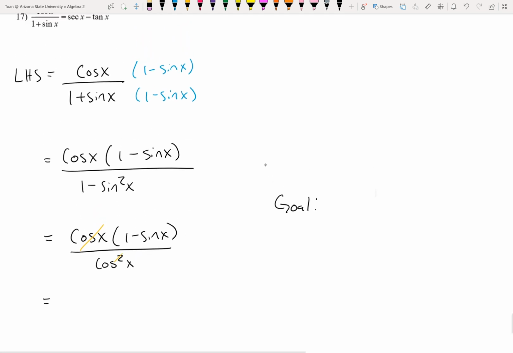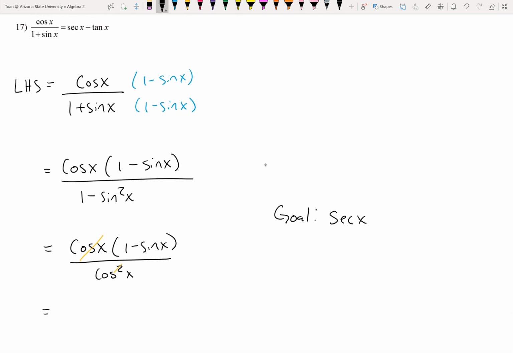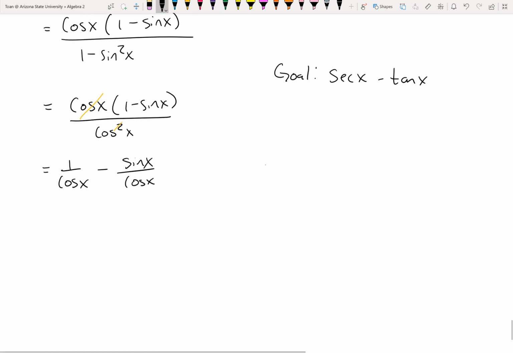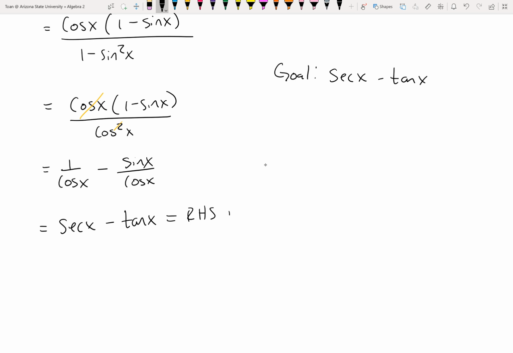And our goal, if we scroll up, because I don't want to constantly scroll up, is secant x minus tangent of x. That is, our goal is two separate terms, and we currently have one giant fraction. That is usually a telltale sign to split the fraction. So I'm going to split the fraction. The 1 will get its own cosine denominator, minus, and the sine will get its own cosine denominator. And what do you know? That's precisely what we want, because 1 over cosine, the reciprocal of cosine, is secant, and sine over cosine is tangent. That is precisely the right-hand side.